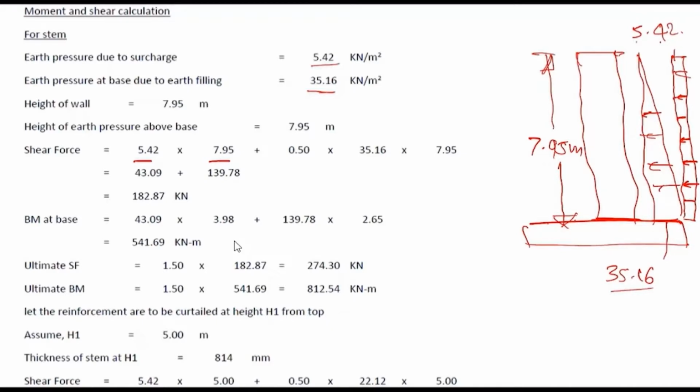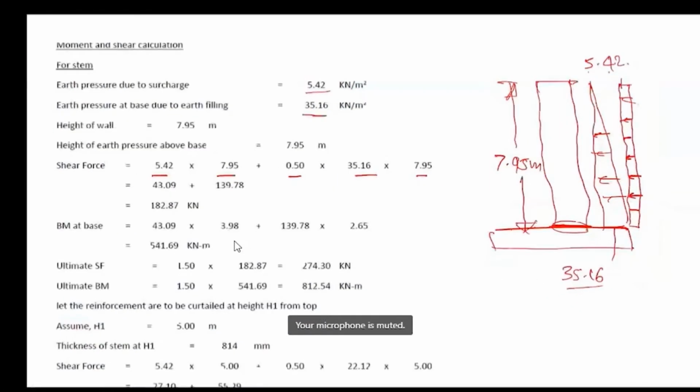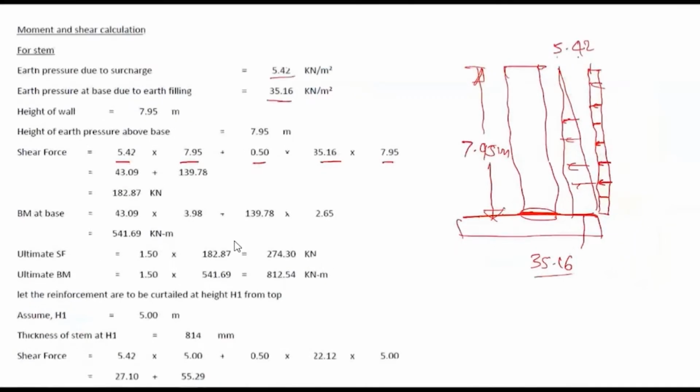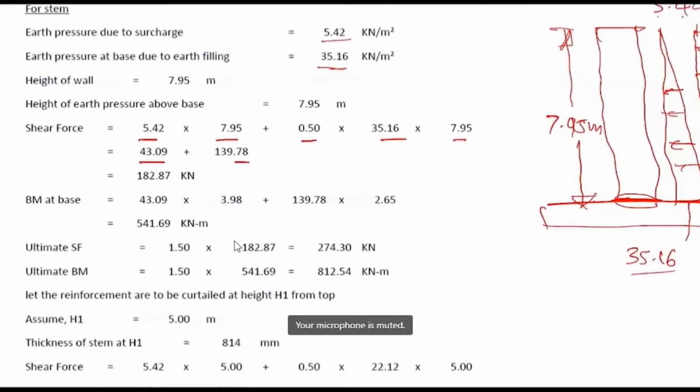Shear force. We are calculating now shear force at this location. And this triangular force will be equal to half into 35.16 into height, okay, for 1 meter strip. So the force will become at this location 182.87. So the shear force at this location will be 182.87.